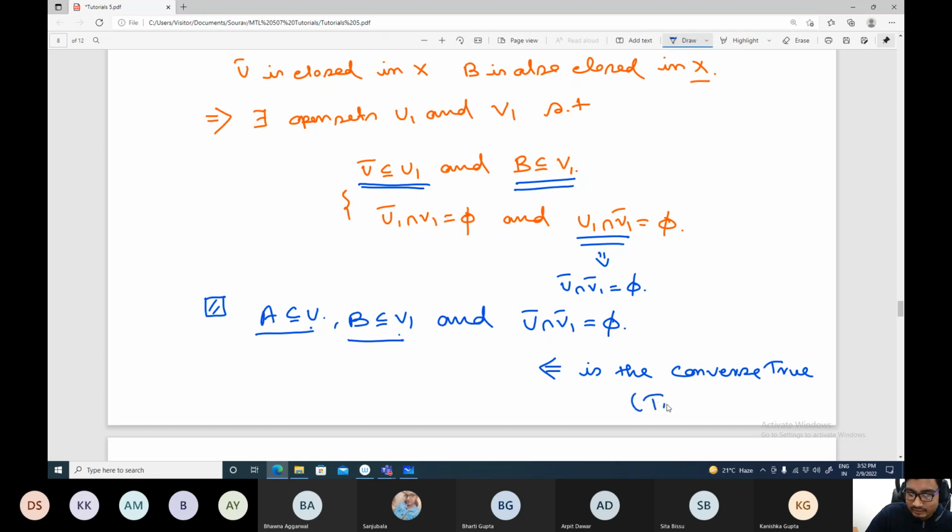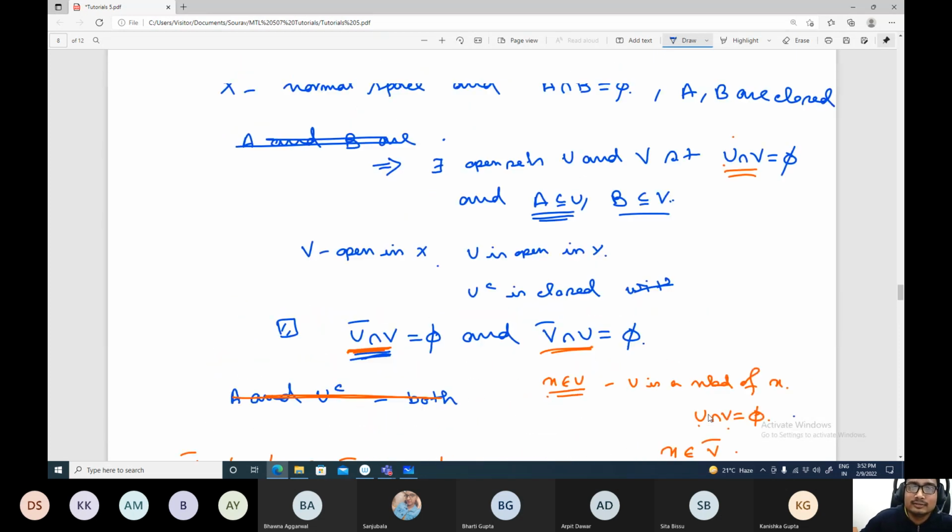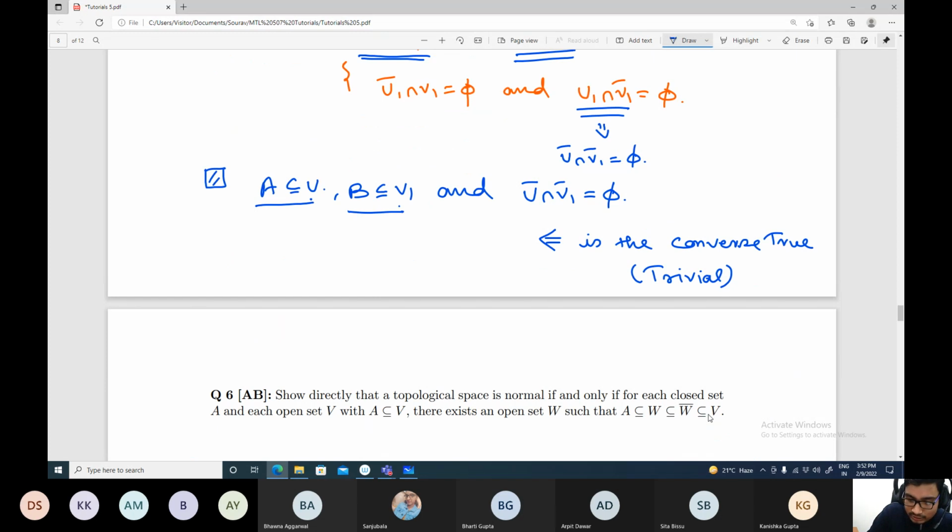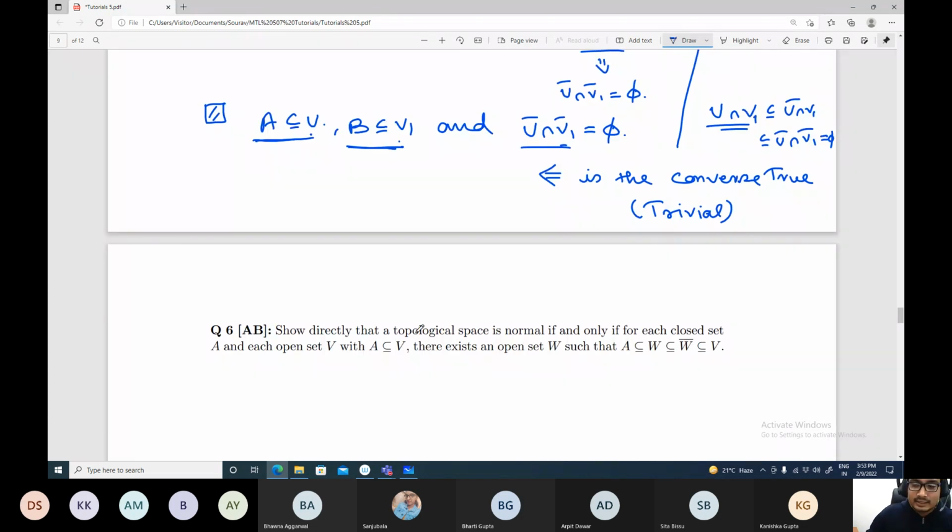This is trivial, right? If this one holds, A subset of U, B subset of V1 and U bar intersection V1 bar is empty, then see this one: U intersection V1 is a subset of U bar intersection V1 bar. Now this is empty, which implies this is empty. So the converse is true, right? Okay. So is it clear?